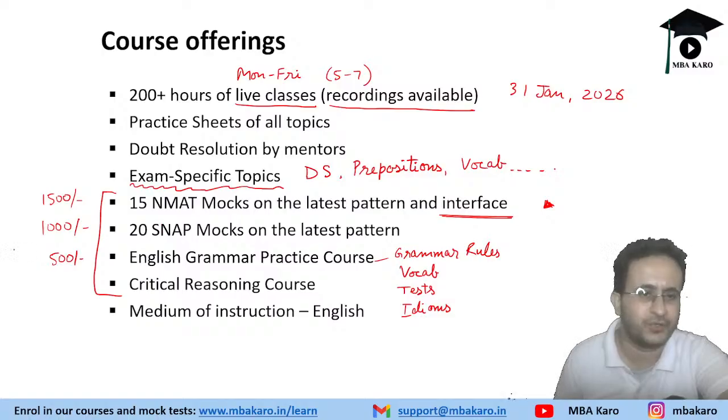And there is a critical reasoning course, which is 1000 rupees, in which you have 25 tests of 20 questions each. So 500 questions of critical reasoning. As I told you, in NMAT there are around 16 to 18 questions of critical reasoning. So that is going to be the course offering, and the medium of instruction is going to be English.